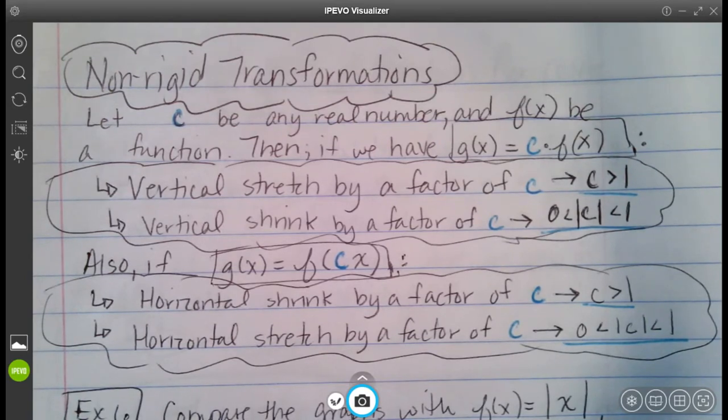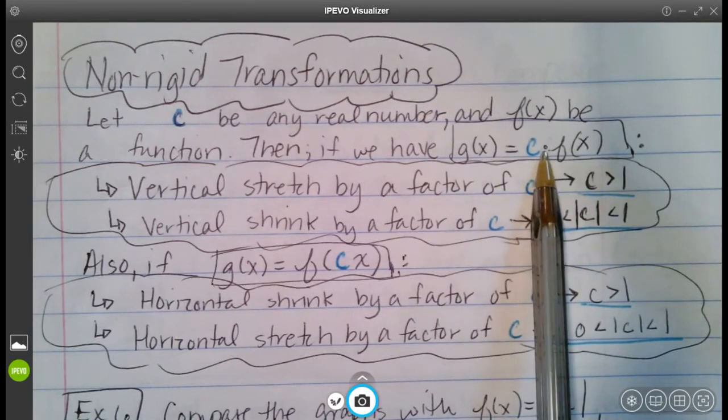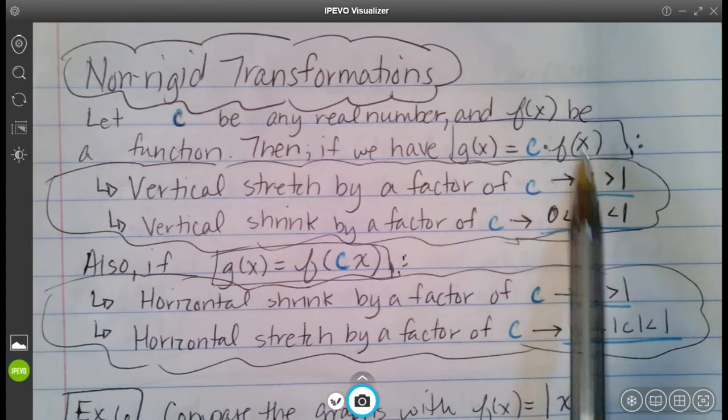It makes the graph thinner or wider. We used to call these vertical stretches, vertical compressions. We also call them narrower and wider. So just some old vocabulary we're bringing back in here. What happens is we take a number, any number really, and we can put it in front of the function like so, and we can put it inside with the x to be multiplied.